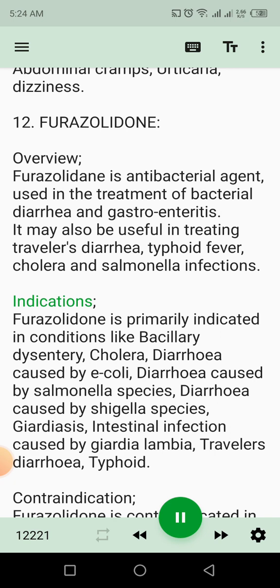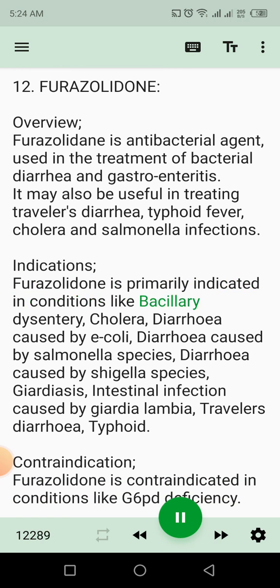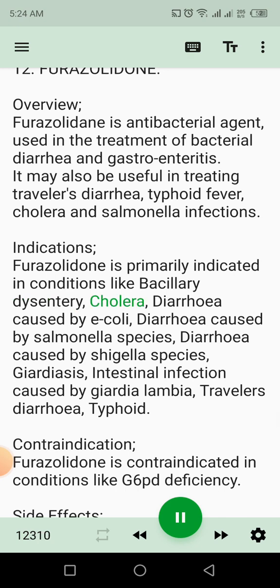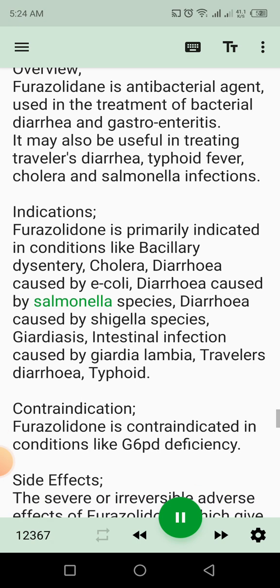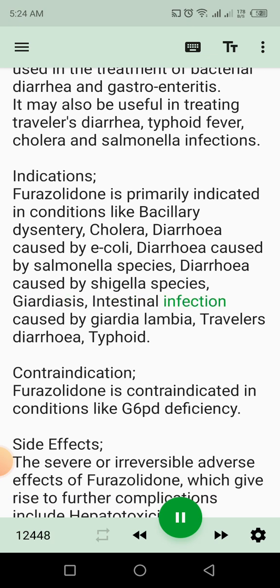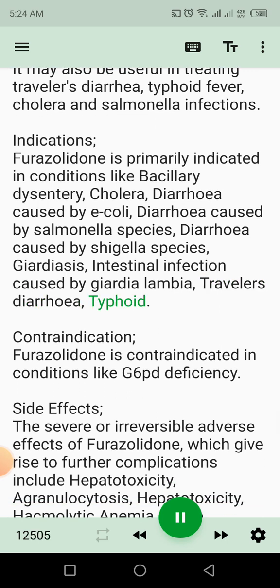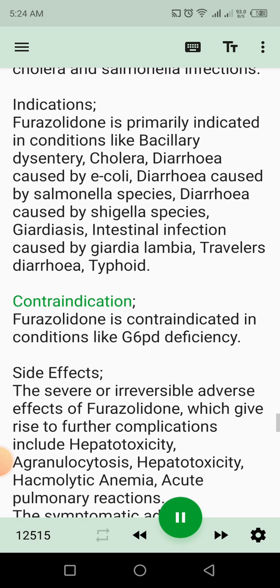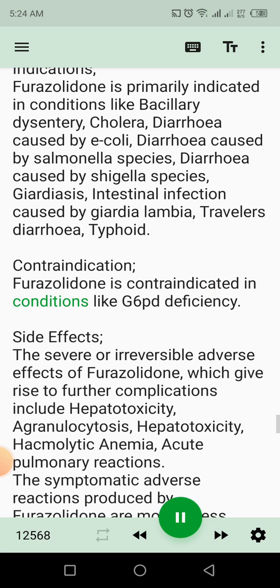Indications. Furazolidone is primarily indicated in conditions like bacillary dysentery, cholera, diarrhea caused by E. coli, diarrhea caused by Salmonella species, diarrhea caused by Shigella species, giardiasis, intestinal infection caused by Giardia lamblia, traveler's diarrhea, typhoid. Contraindication. Furazolidone is contraindicated in conditions like G6PD deficiency.